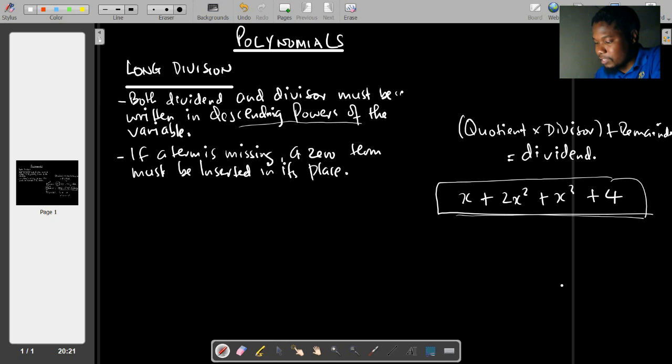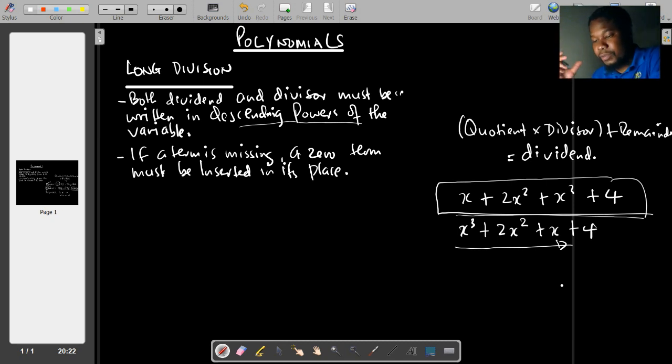So what is the highest exponent, or what is the highest degree, or which term has the highest degree? You will notice that x to the power 3, the 3 is our highest degree, and then we start with that. Then we descend to the next one, which is 2x to the power 2, and then descend to the next one, which is x, and then descend to the constant. So they always have to be written in descending powers before you start doing long division. Very important. So start with the term with the highest degree. Degree simply means highest power or highest exponent.